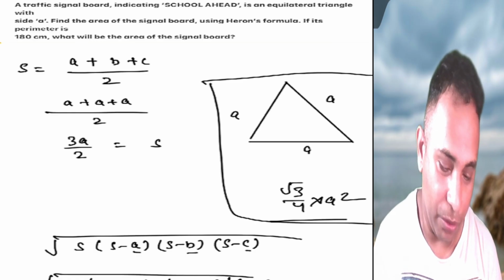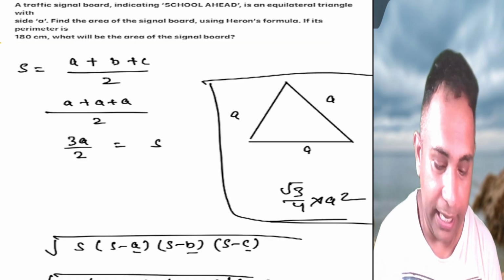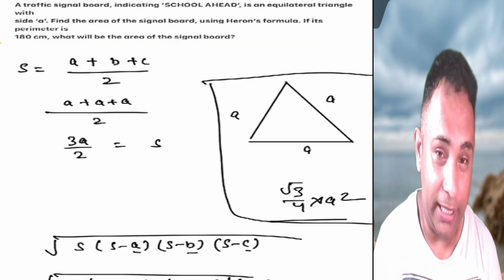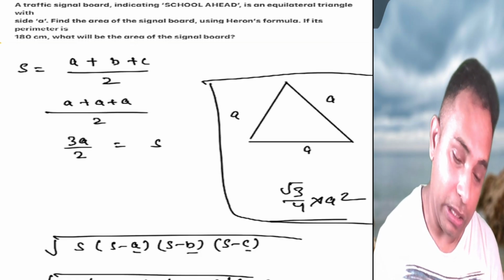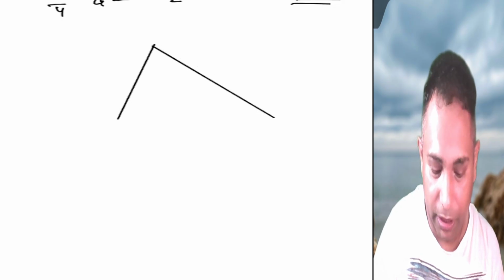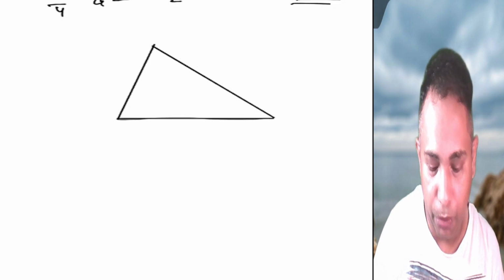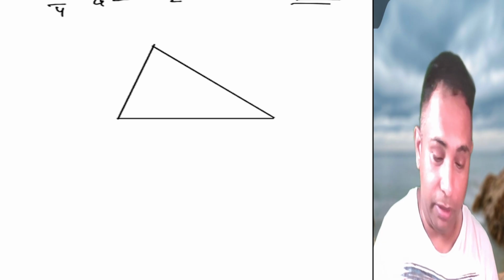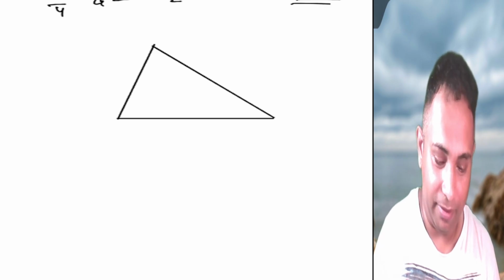Next question is, if its perimeter is 180 centimeter, what will be the area of the signal board? Now the next question comes, the perimeter is 180 centimeter. Then find its area. The first thing, in an equilateral triangle, we already know that all three sides are equal. Any doubt? If there is doubt, I already have a class on YouTube specifically about triangles. You can prefer it.